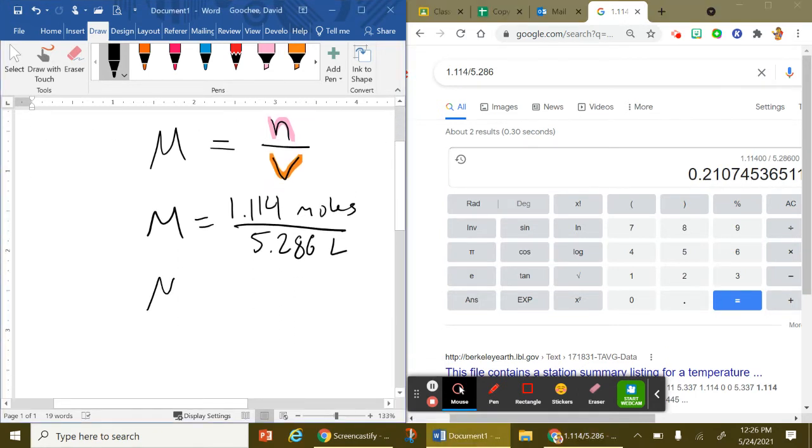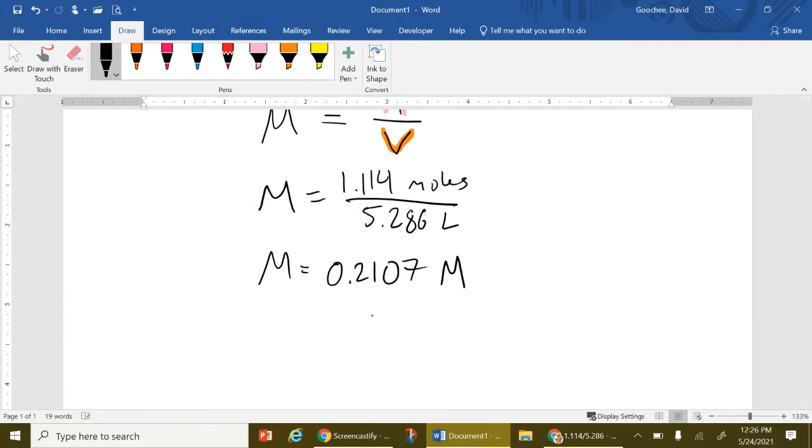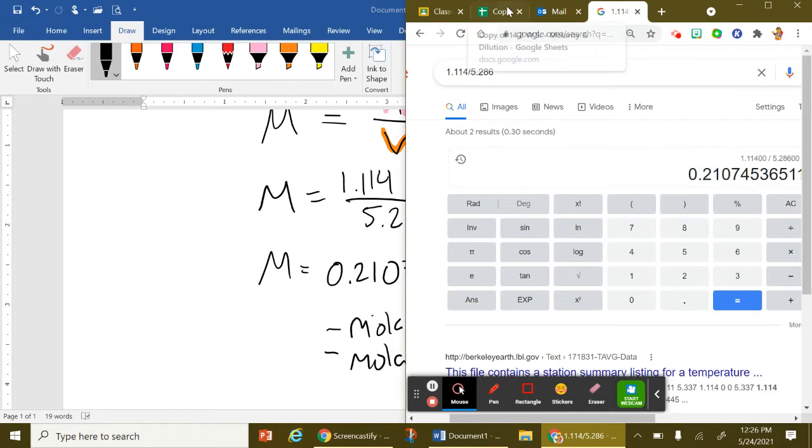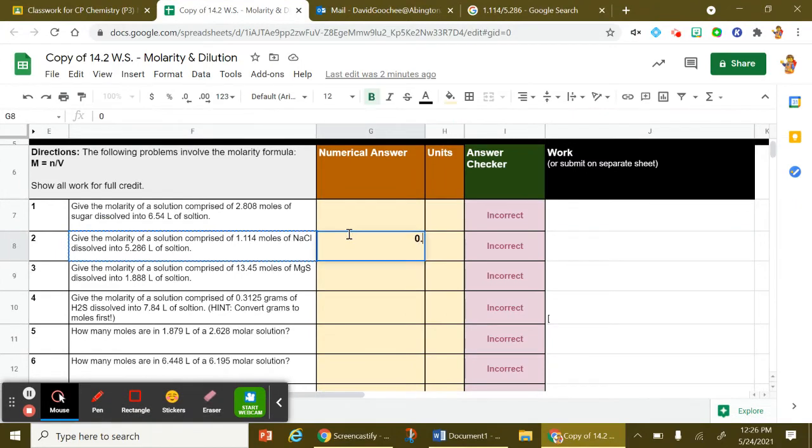The molarity equals 0.2107 M. That M is molar. So this is the molarity of the solution, 0.2107 molar, right? So we would say this was a 0.2107 molar solution. We might call this molarity, or we might call this a molar solution. Either one works. Let me plug that in, see if it's right. 0.2107 molar solution. Very good.